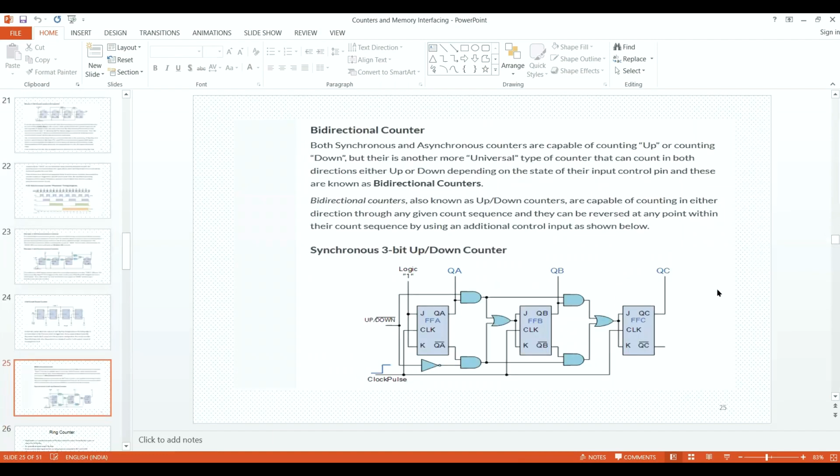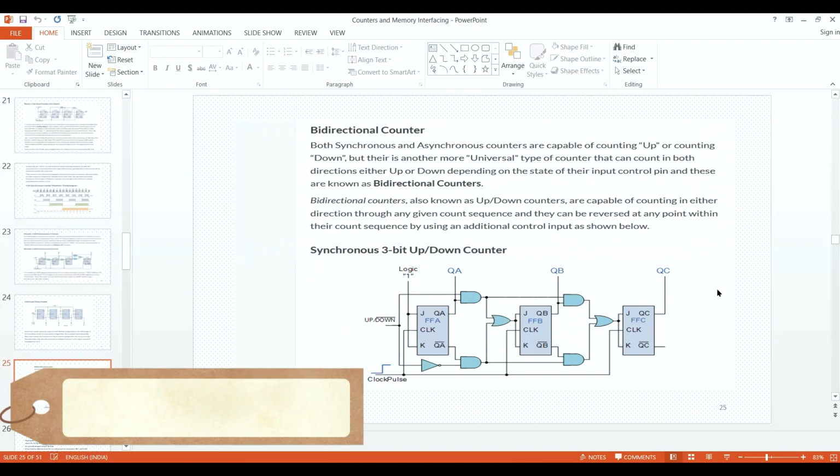The last counter is very, very important. After this, we will only revise the other counters. We have the bidirectional counter, a very, very important counter nowadays.